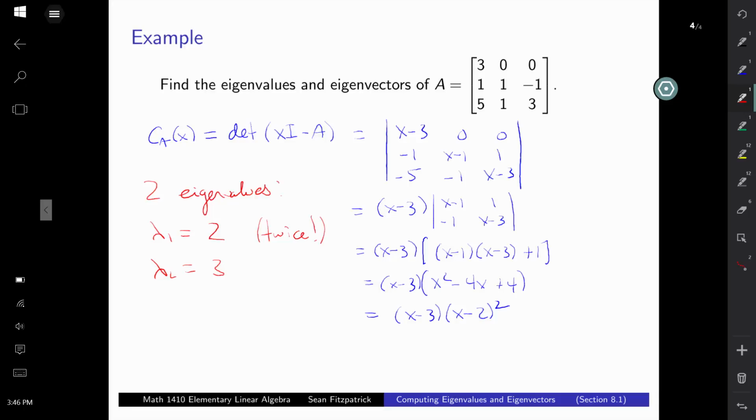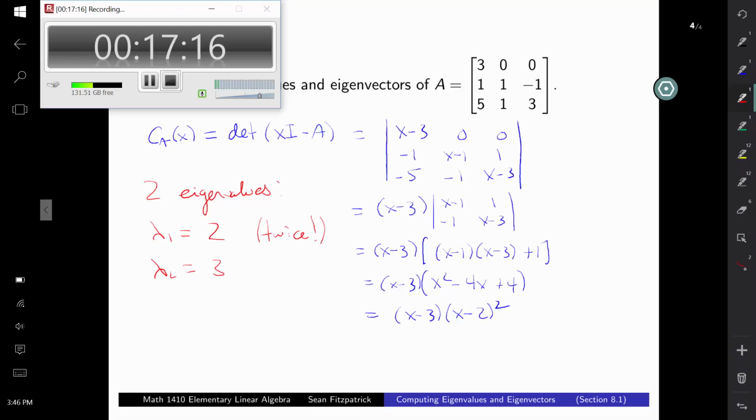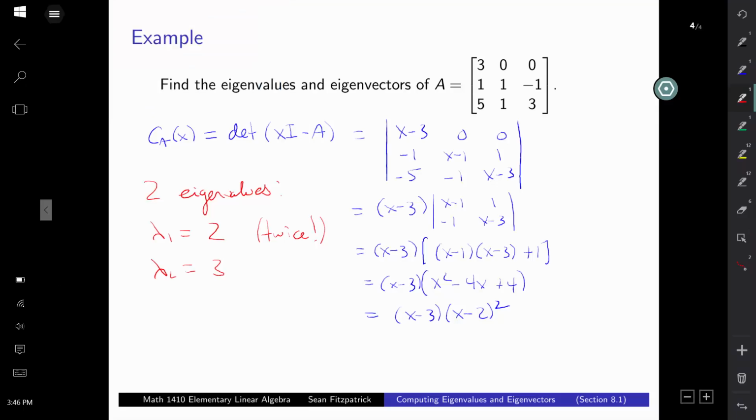Let's see, how are we doing for time here? We're at 17 minutes, so I think we're going to put this to a stop. We're going to let you see if you can find the eigenvectors on your own as an exercise, and see what happens with that second one. See if you get one or two.